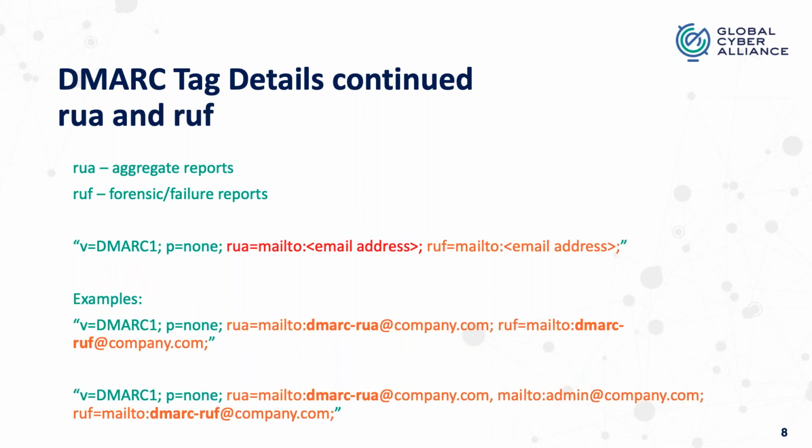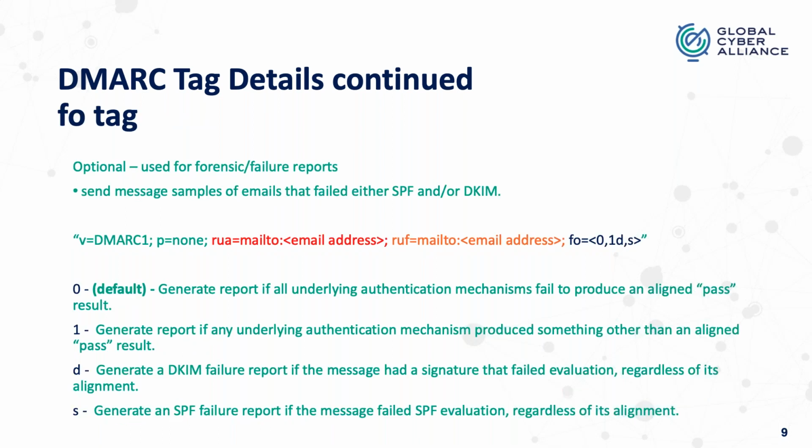All right. So we said V tag is required, P tag is required, RUA tag where GCA is saying it is required because again, it's pointless to have a policy without getting some level of reports. RUF is recommended. The next tags we're going to be talking about are optional. Now, the thing is by optional, that means that it's not required for you to explicitly define the tag. So if you do not explicitly define the tag, the default setting for that tag is what will be used. Okay, so I'll explain that as we go along.